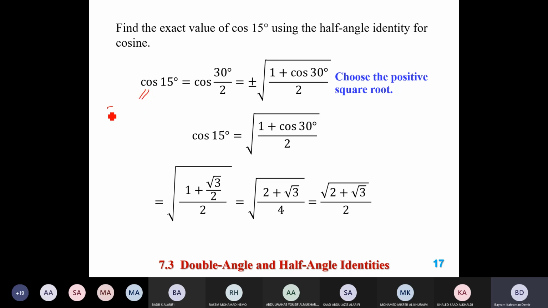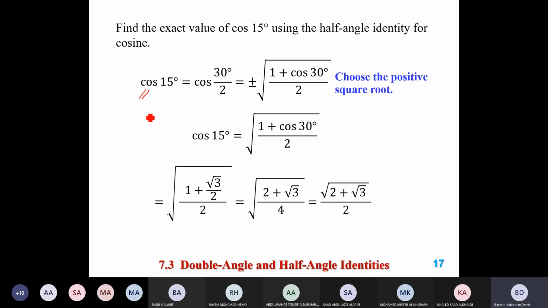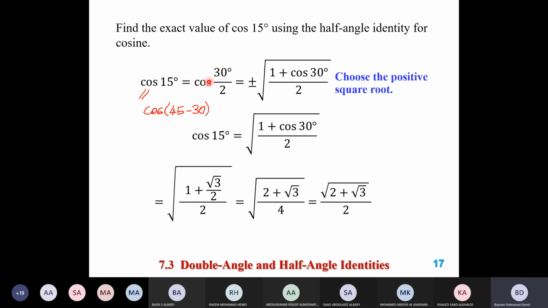I can write it as cosine of 45 minus 30, right? We know this way already. Okay, but now this is another way. This is another technique by using the half angle.